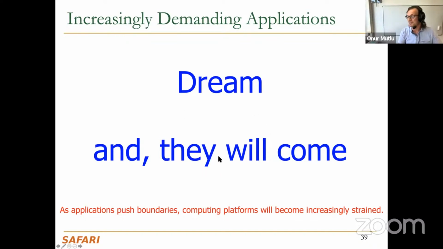Neural networks is one example of this, but clearly there's virtual reality. There's what GPUs are very good at, physics and simulation and other things like graphics, clearly. But as applications push boundaries, computing platforms will become increasingly strained. And that's always been the trend. And I think that's not going to change, basically. We all have, as humans, increasingly important problems to solve.